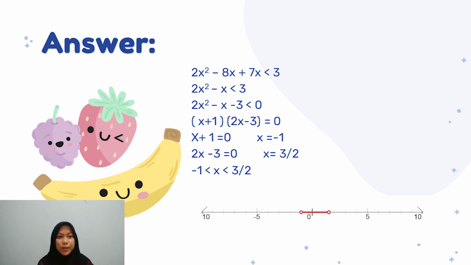And then x plus 1 equals 0, produces x equals minus 1. And then 2x minus 3 equals 0, produces x equals 3 over 2. And then in the last step, x is greater than minus 1 and x is less than 3 over 2. And for interval notation, you can see it in the slide. Okay, maybe this is the explanation of my example equation. I return to the moderator.